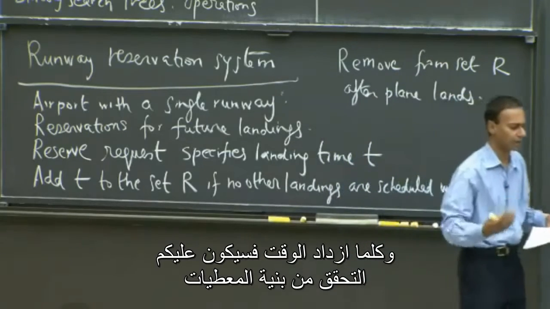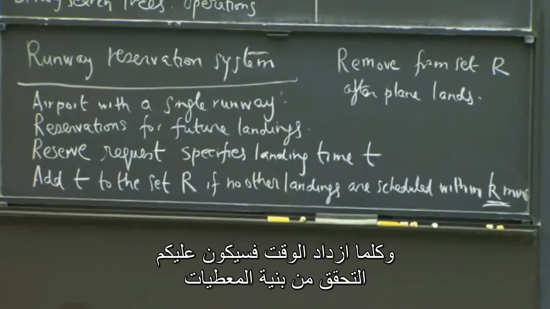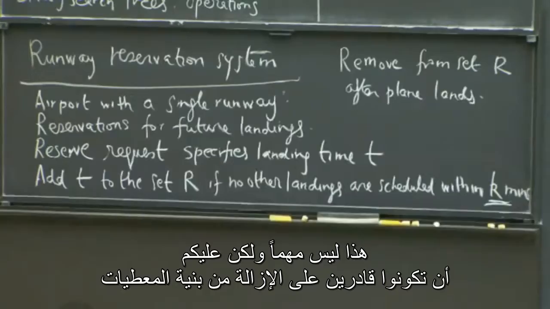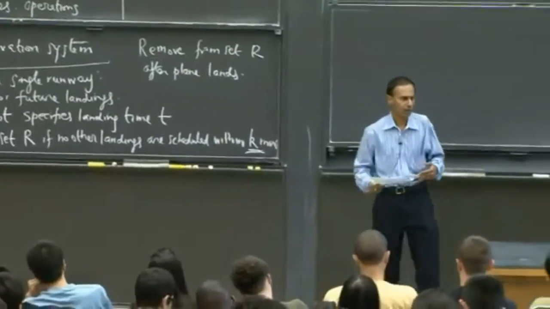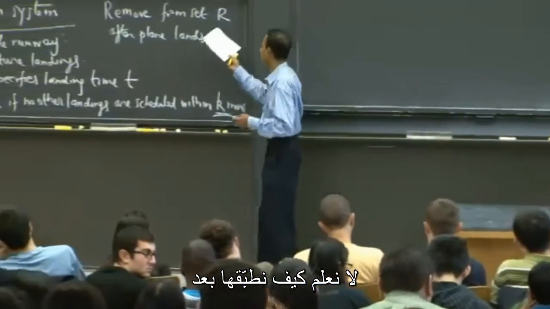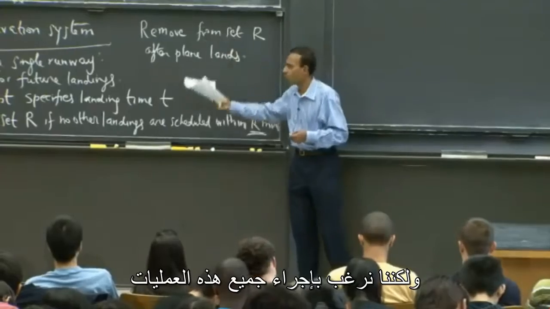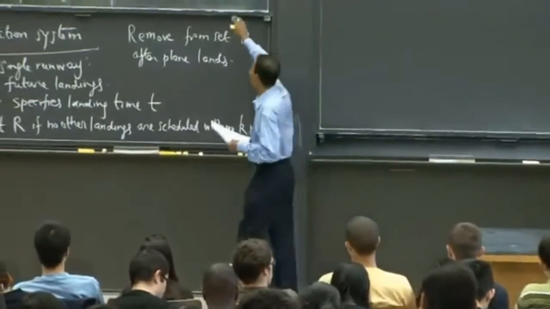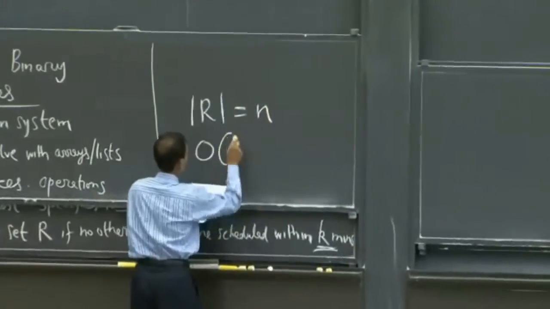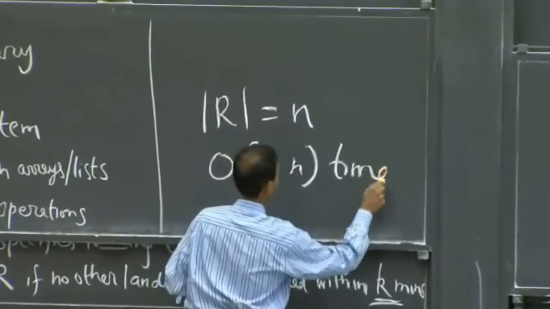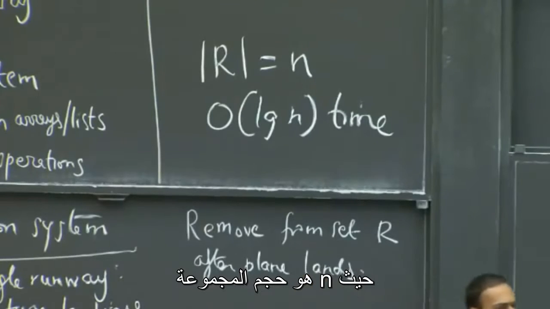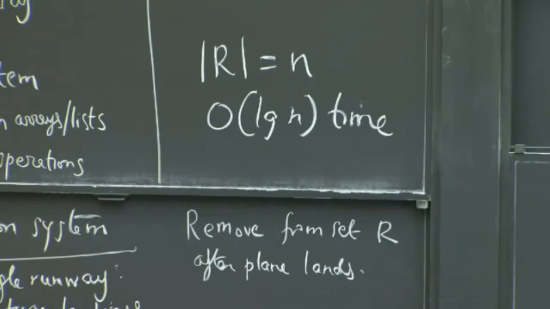So every once in a while, as time increments, you're going to be checking the data structure, and you can do this maybe every minute, every 30 seconds. That isn't really important, but you have to be able to remove from this data structure. So fairly straightforward data structure. It's a set, R. We don't quite know how to implement it yet, but we'd like to do all of these operations in order log n time, where n is the size of the set. All right?